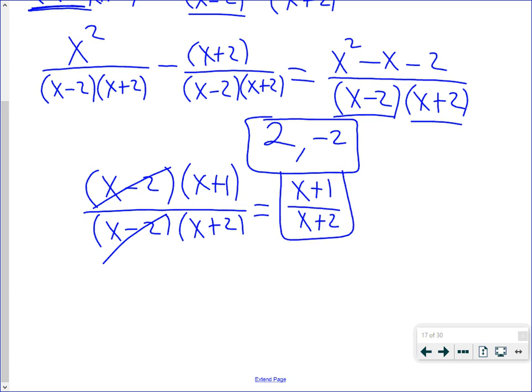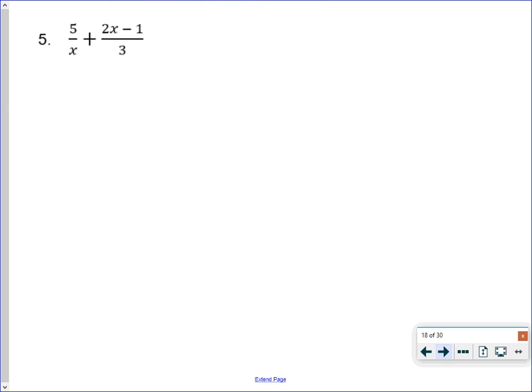So our simplified expression is x plus 1 over x plus 2. And our excluded values are 2 and negative 2. So x cannot equal 2 or negative 2. All right, let's keep on going. Now we have number 5.